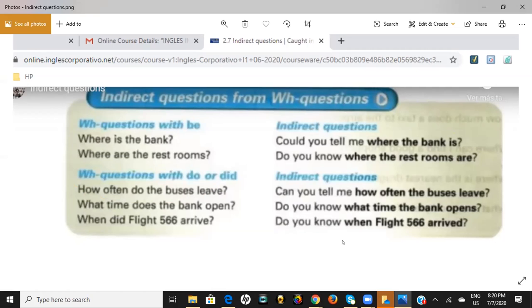Let me take a picture of this so I can send it to you. Okay, it's right there.